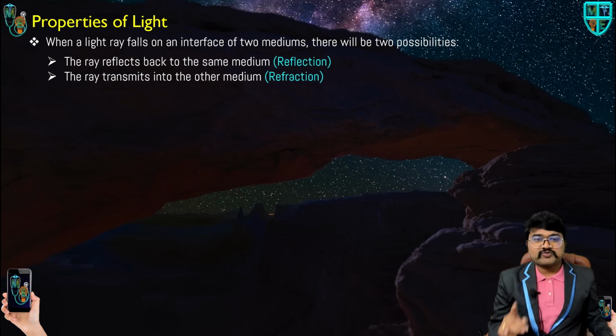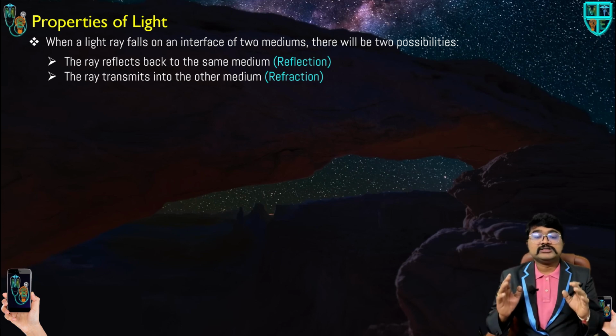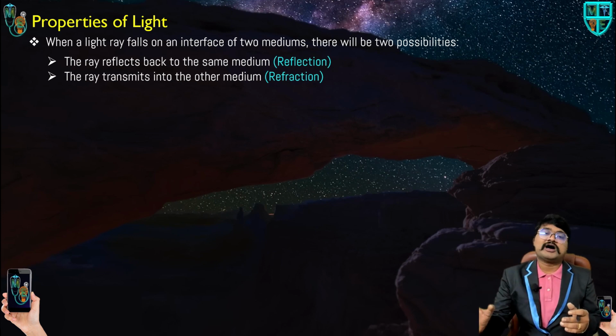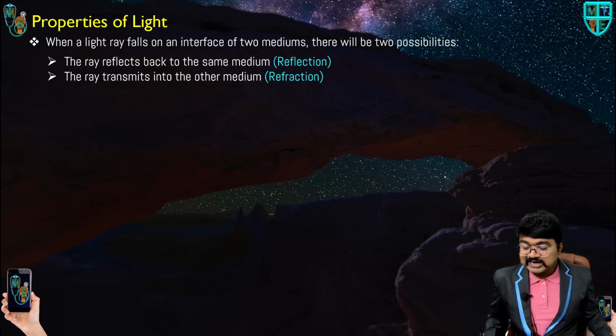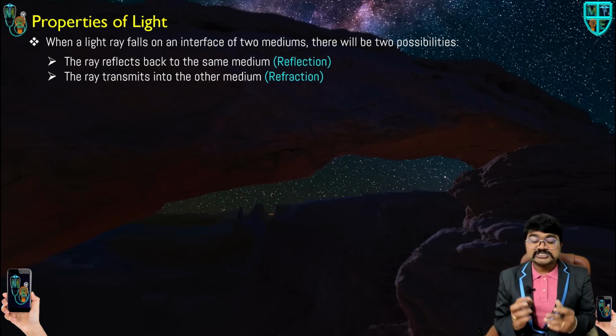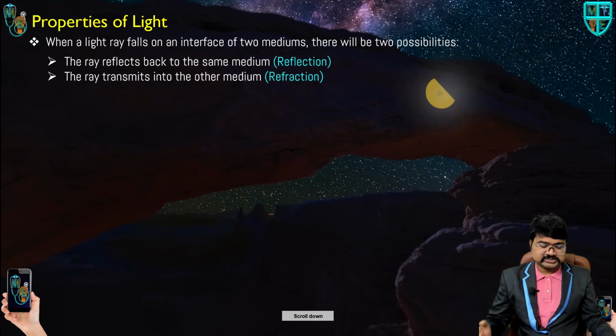In case of refraction, the mediums will be different. In case of reflection, the reflected ray passes into the same medium. The medium will be the same in case of reflection, and the medium is not the same in case of refraction. The ray reflects back to the same medium, and the ray transmits into the other medium. We can discuss reflection and refraction in detail.